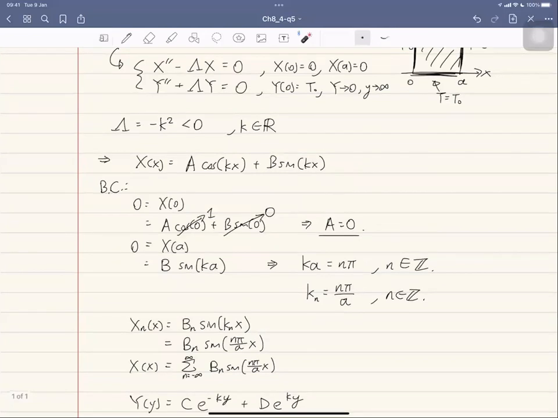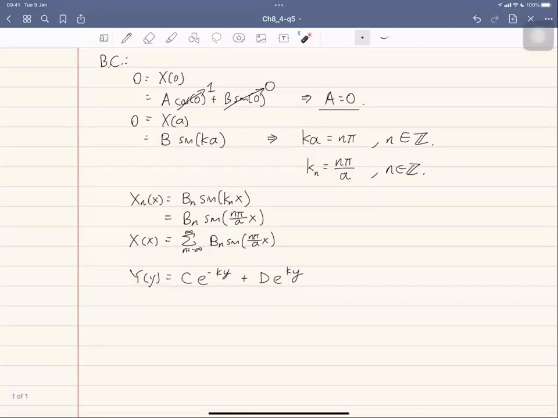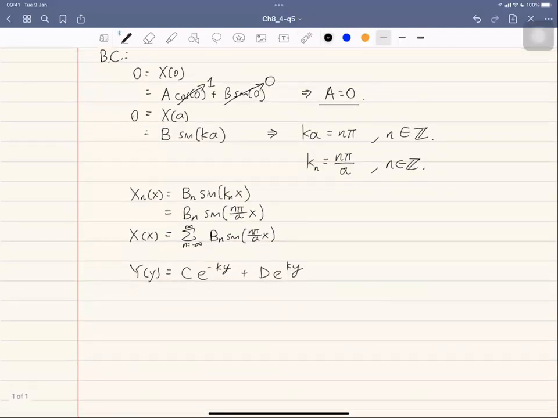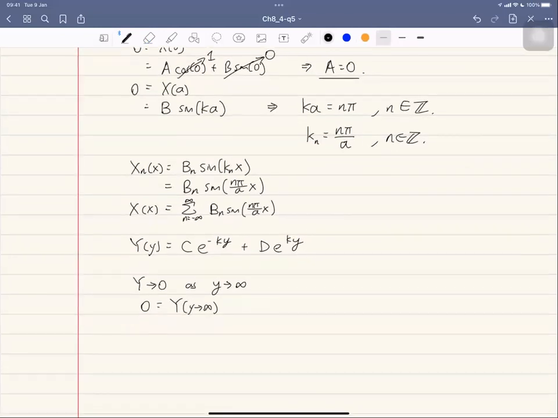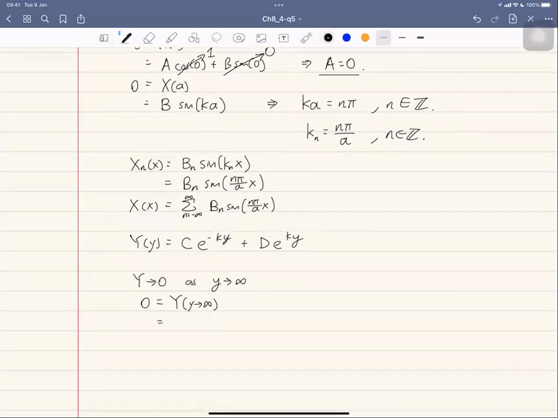Okay. Now we are going to implement the boundary conditions. With exponentials, the tip is it's always easier to start with y goes to infinity. So y better go to 0 as little y goes to infinity, right? So when little y goes to infinity, what happens? We'll abuse the notation a little bit. I was going to just put infinity in there, but let's make it a little bit more rigorous. So it's a limit, y goes to infinity.